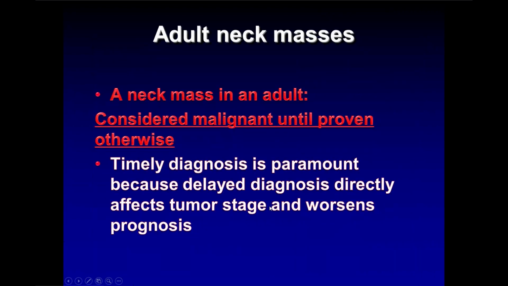So the bottom line is adult neck masses. A neck mass in an adult is considered malignant until proven otherwise, and I cannot reinforce this enough. This is really a key point. Timely diagnosis is paramount, because a delay in diagnosis directly affects tumor stage, and as a result may adversely affect prognosis. So it's really key to act on these fairly quickly.